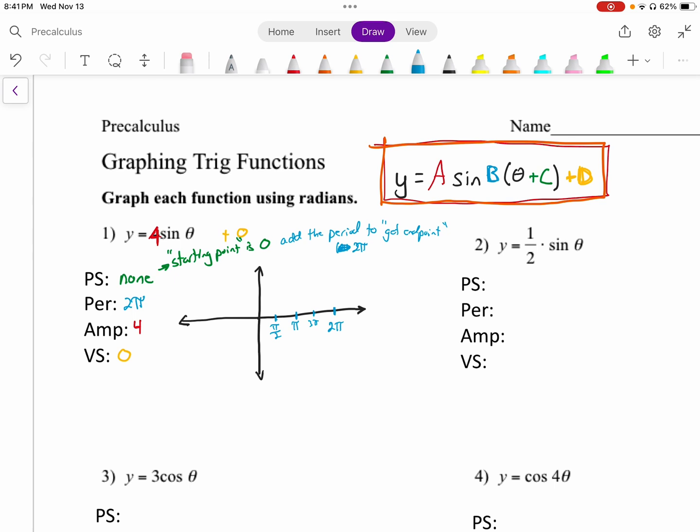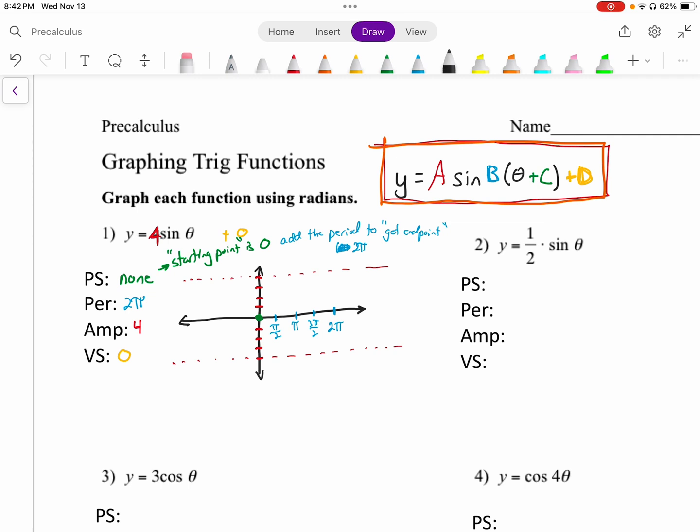So we know our starting point is 0. Our ending point is 2 pi. Our amplitude is 4. 1, 2, 3, 4. And we'll go 1, 2, 3, 4. I'm just going to put some guidelines here through 4 and -4. That's the highest and lowest it will go. Vertical shift is 0, so we don't have to worry about that. It doesn't move up or down at all. And so we can graph our function.